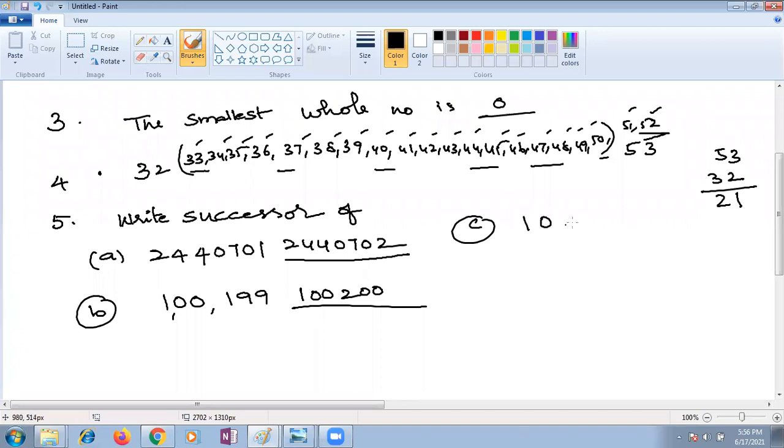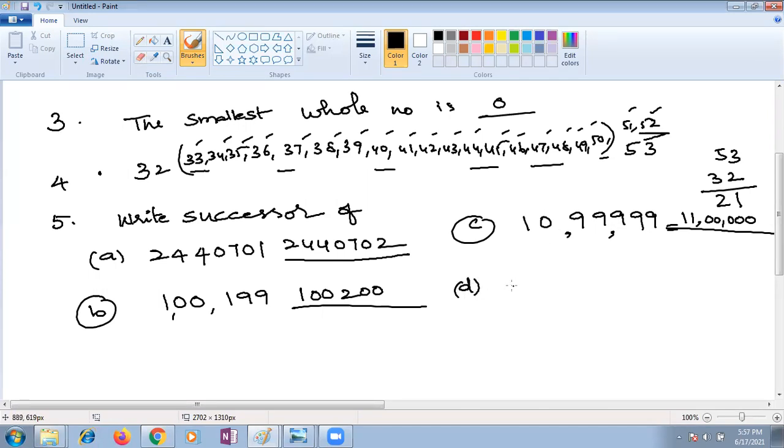Next, this is for Jaydeep. Jaydeep, what is the successor of this number? First, please read the number. How are you supposed to read this number? Ma'am, it is 10,99,999, and the successor of it is 11 lakhs. Very good. Why? Because 10 lakhs 99,999, if you add 1, you get 11 lakhs. Wonderful.